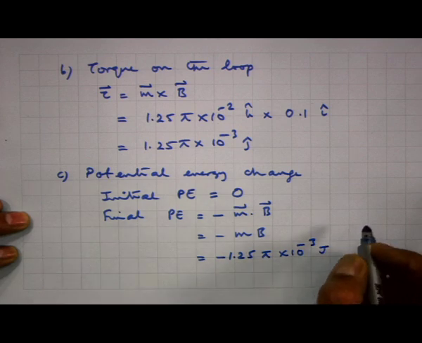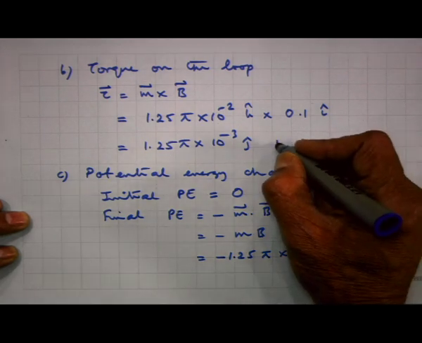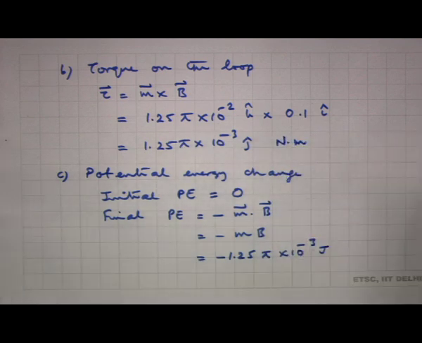joules. Now, the torque has a unit newton meter, and this is minus 1.25 pi 10 to the minus 3 joules. That means the potential energy decreases as the loop gets aligned along the direction of the magnetic field.